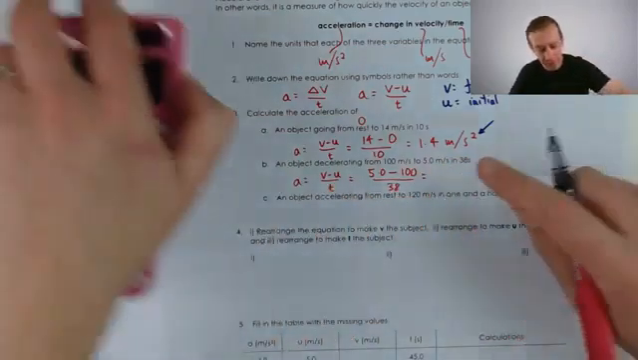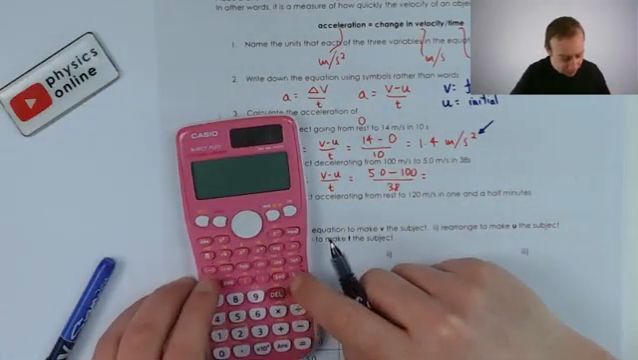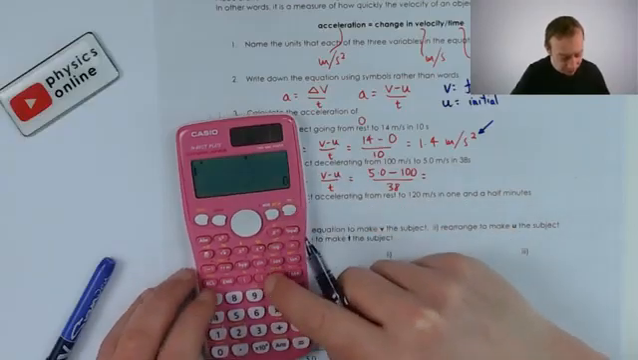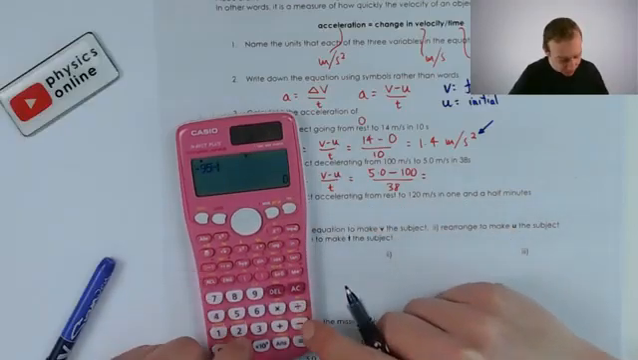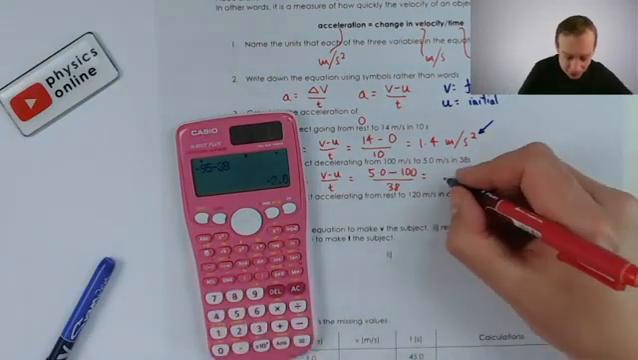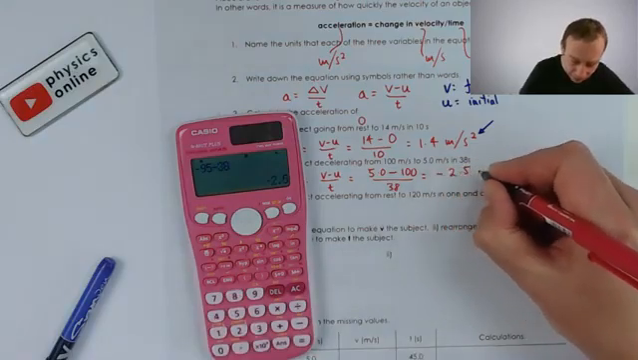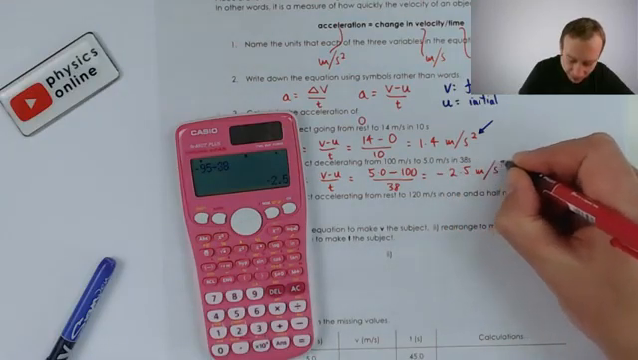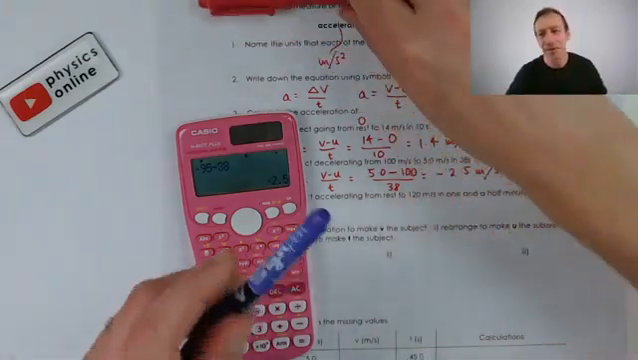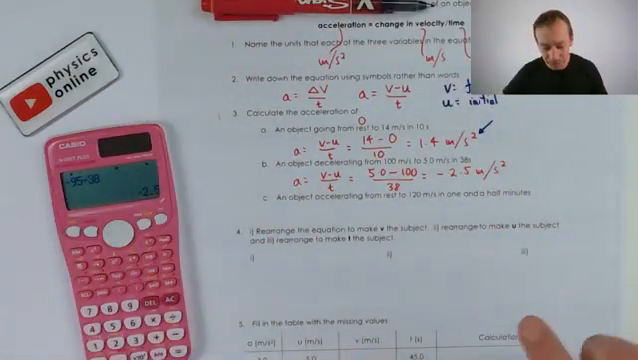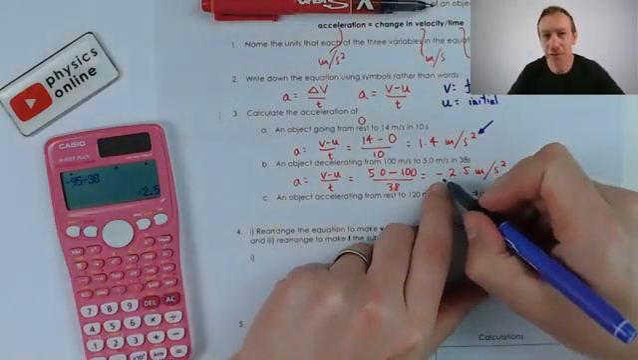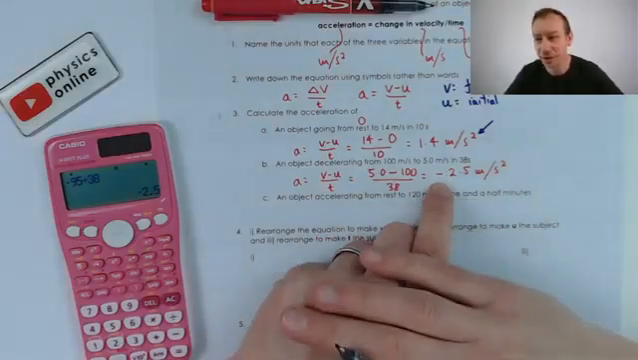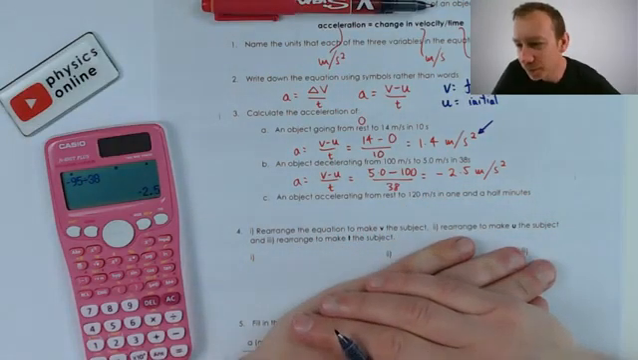Okay, so 5 take away 100 is going to be minus 95, and that's divided by 38, giving an answer equal to minus 2.5 meters per second squared. And here, the fact that we have a negative symbol just means we have a deceleration.